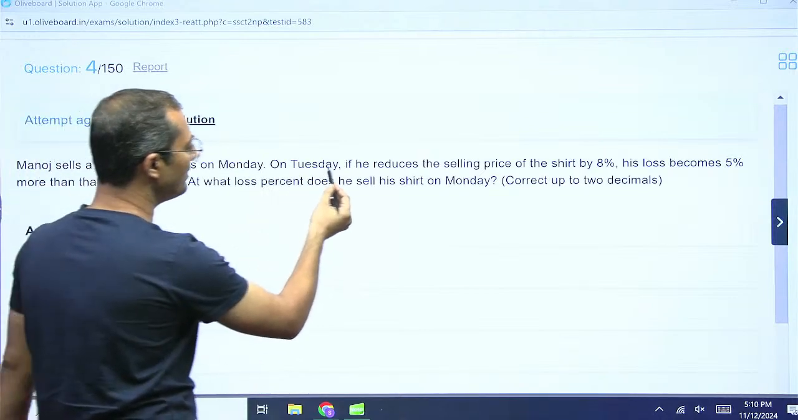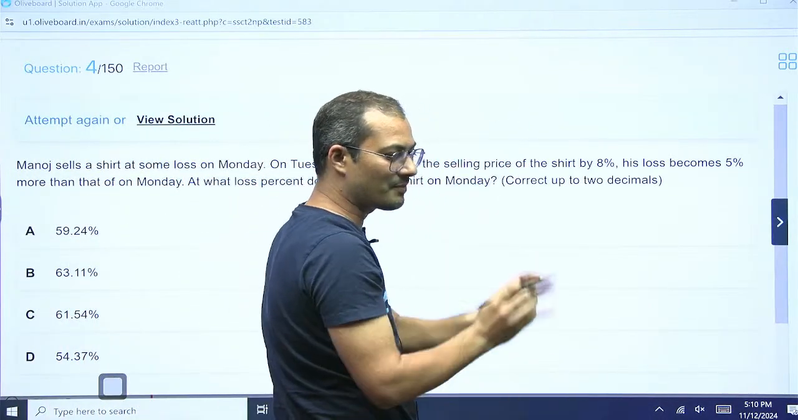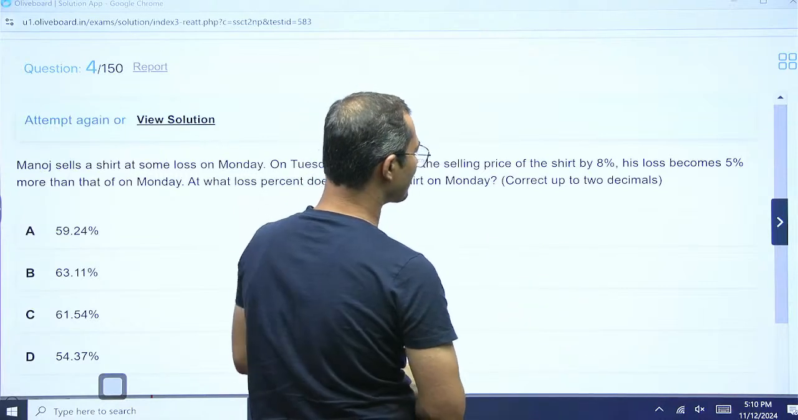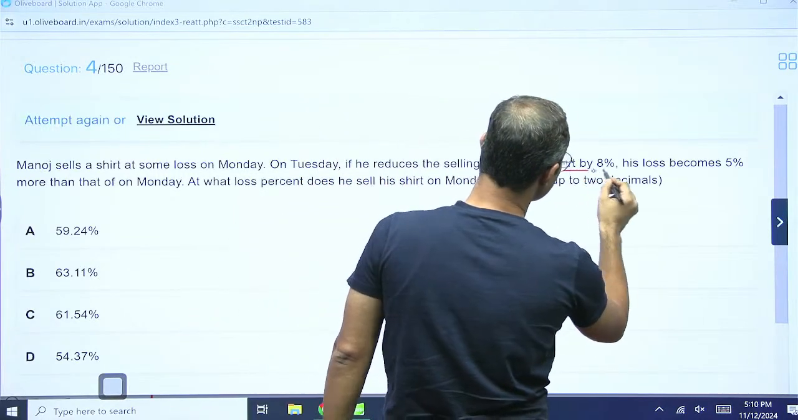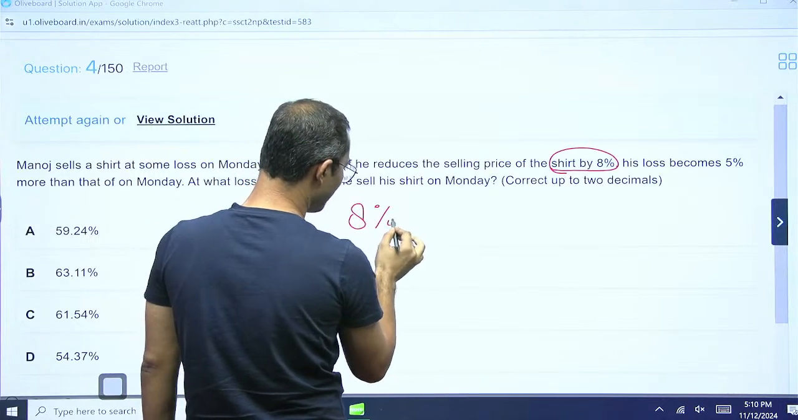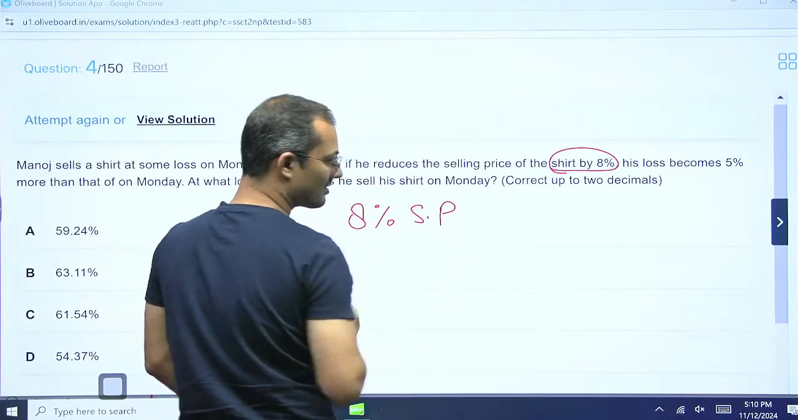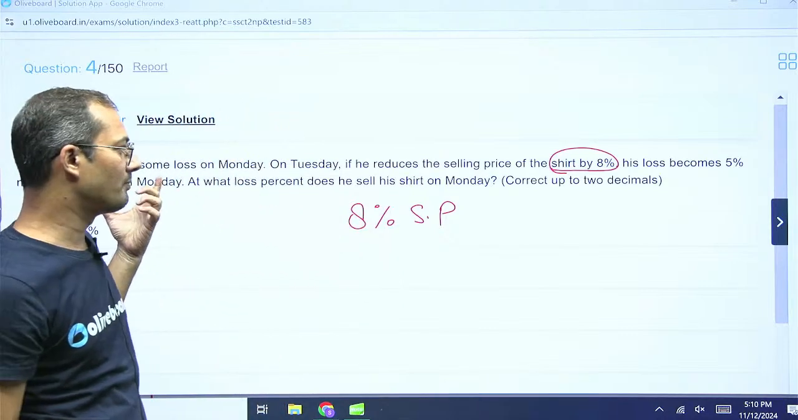On Tuesday, he reduces the selling price. The selling price is again reduced. It means the loss is going to increase. Reduced by 8% means the selling price, so 8% of the selling price is reduced. It means this is the selling price which he took on Monday, right?